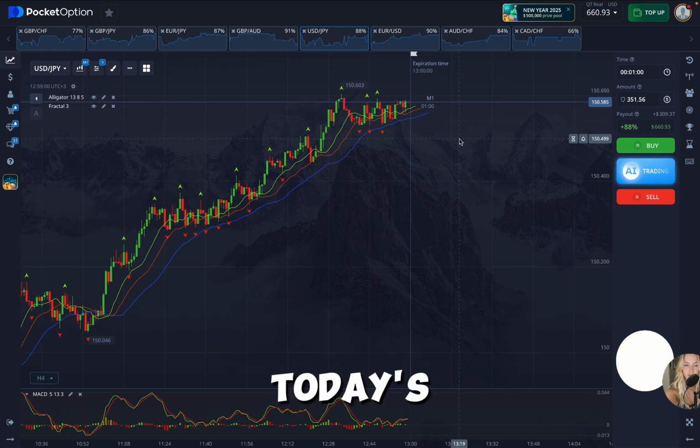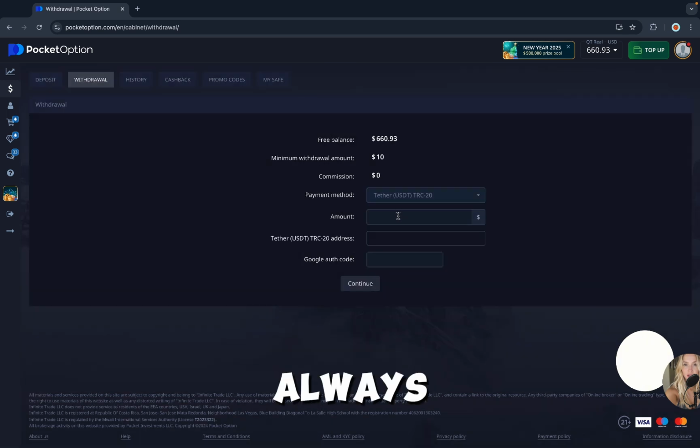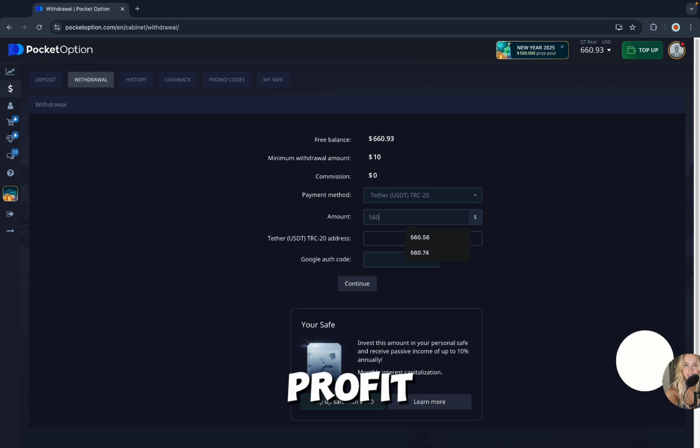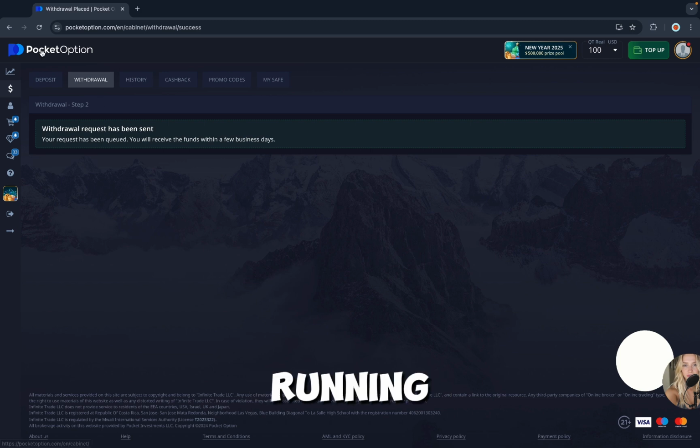Let's fix today's profit and proceed to withdrawal, choosing a wallet. I always choose the Tether TRC20. The amount of today's profit is $560. We insert the wallet address and the Google Authenticator verification code. Click Continue. Great, our withdrawal operation is running successfully.